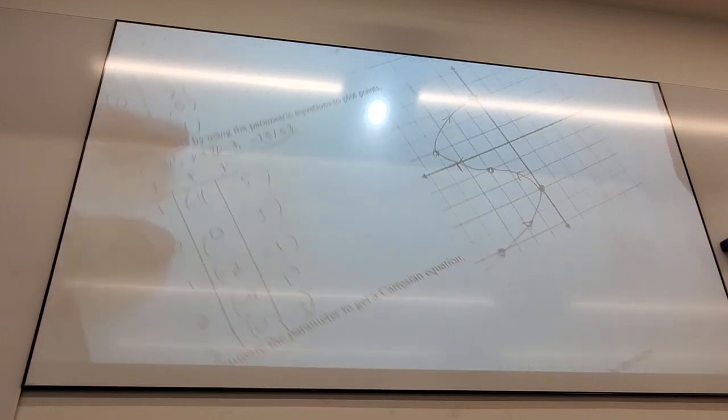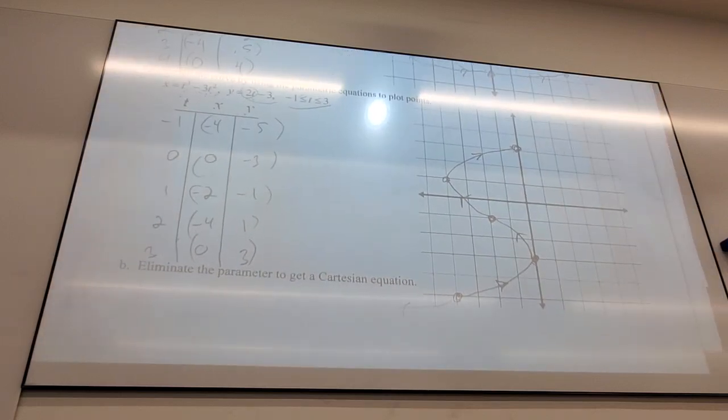So parametric equations from a Y perspective. Say again? Parametric equations from a Y perspective. No, definitely not. Not at all.